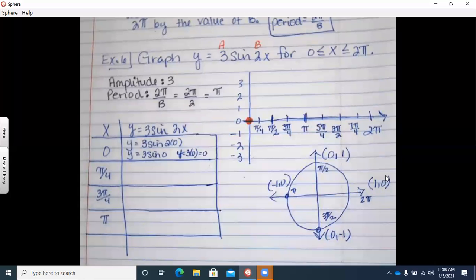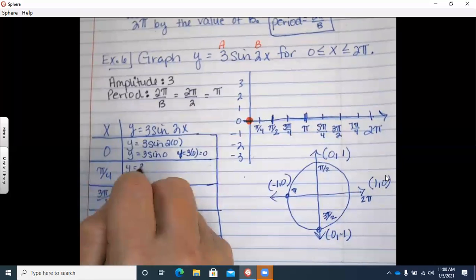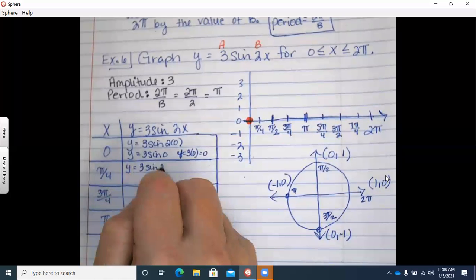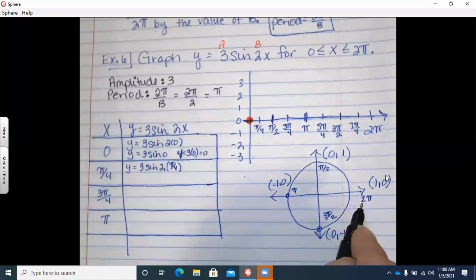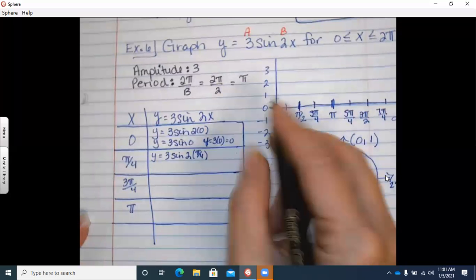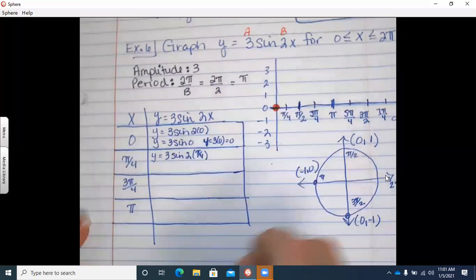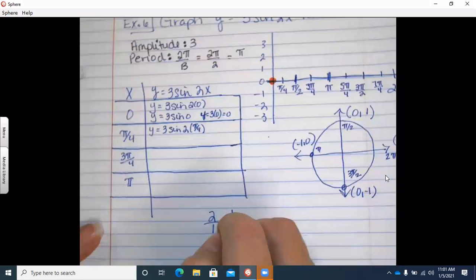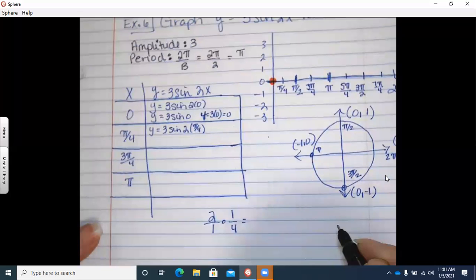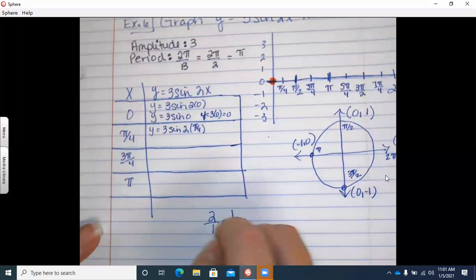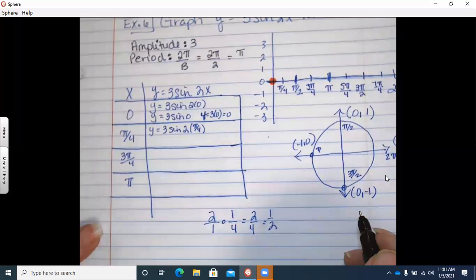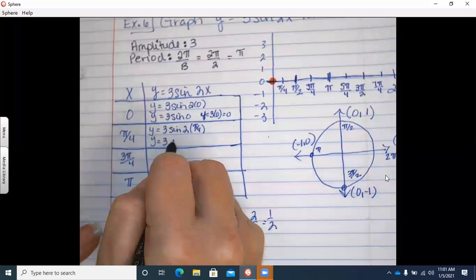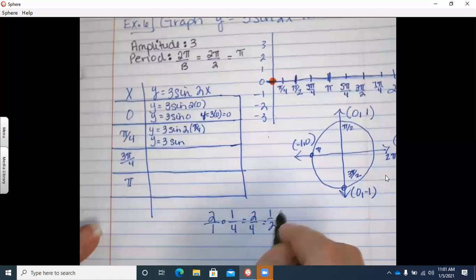Let's do pi fourths. Y equals 3 times the sine of 2 times pi fourths. If you need to do the math on the side, that's okay. So 2 times pi fourths. Figure out what 2 times 1/4 is. 2 over 1 times 1 over 4. We multiply fractions straight across, right? So 2 times 1 is 2, 1 times 4 is 4, and that reduces to what? 1/2. So isn't that the same thing as pi over 2 if we would have put that pi in there? So that's y equals 3 times the sine of 1 pi over 2, or we just say pi over 2. Pi halves.